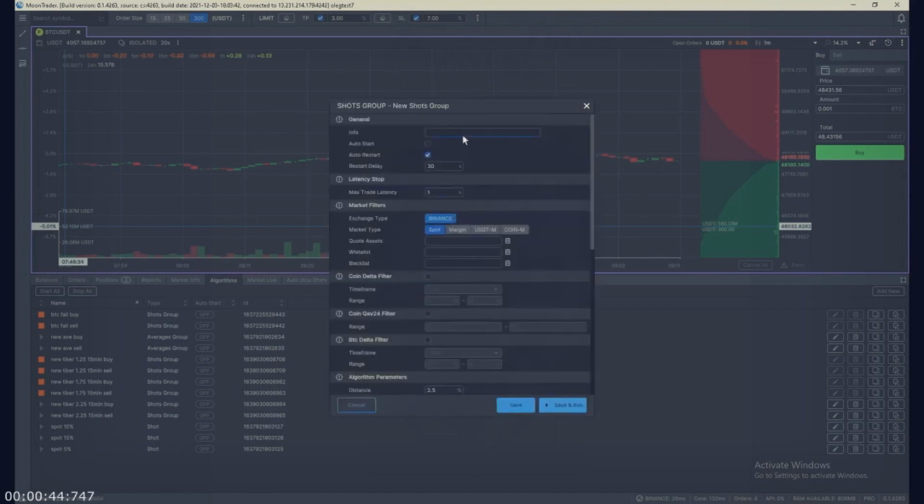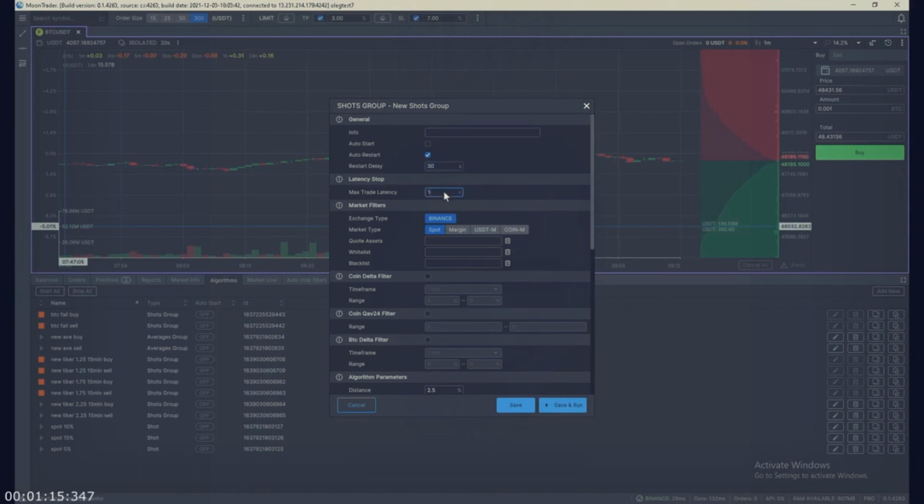Info allows you to add a description to identify the algorithm in a full list of algorithms. Auto Start allows you to choose whether the algorithm starts automatically after the core starts. Auto Restart allows you to decide whether to allow the algorithm logic to run automatically if a previously placed order has been executed, thereby placing a new order. Restart Delay sets the delay in seconds. The algorithm will place a new order after the specified number of seconds, after the execution of the previous order.